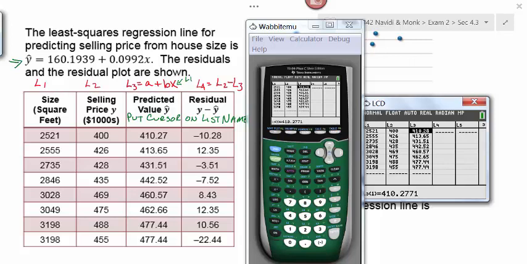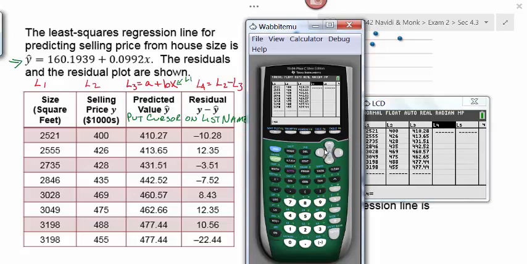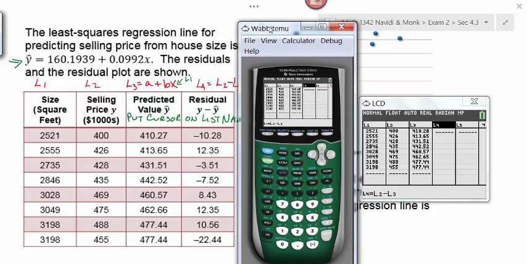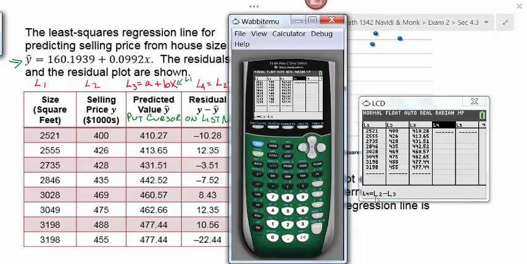Now to get list 4, I go back over to the name of the list, move the cursor up so that L4 is highlighted, and I want to do my residual, which is y minus the predictive value. My predictive value is in list 3, so we do second list 2 minus second list 3. Second 2 minus second 3. And if you look down here where you've got your formula on your calculator screen, you should see L2 minus L3, and the minute I hit enter, it populates the list with those residuals.